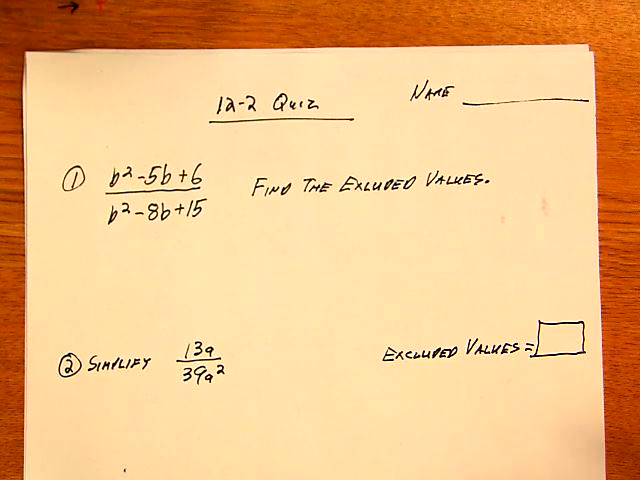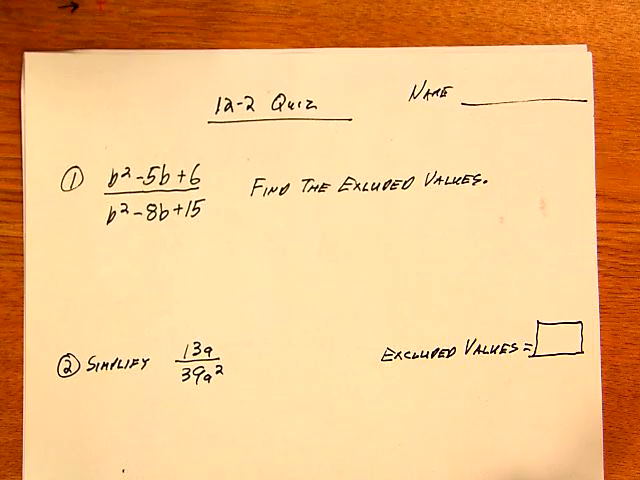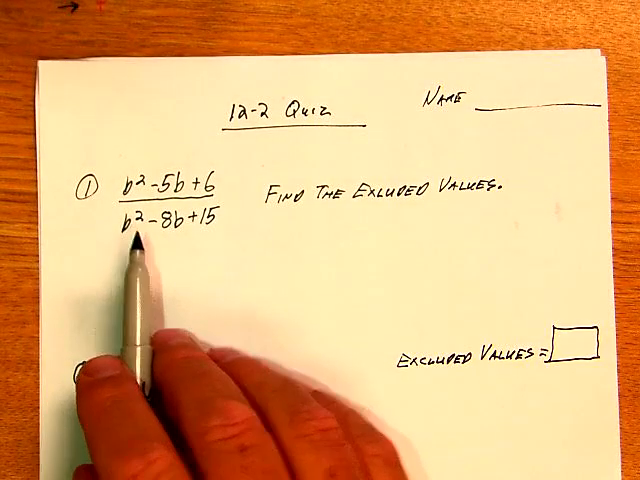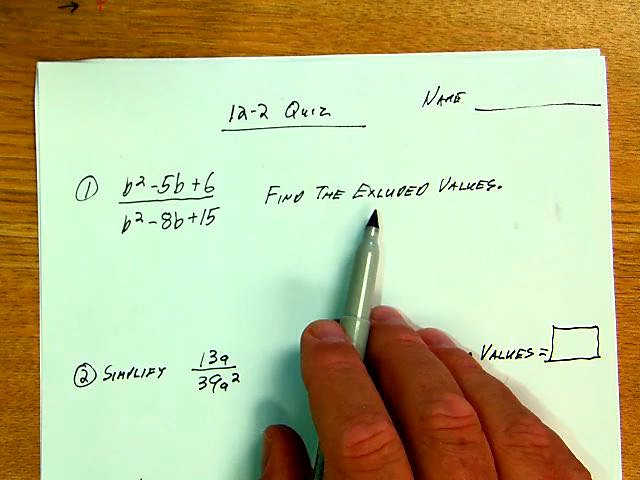All right, here's the 12.2 quiz, and here are the answers to the problems. The first problem, we're looking to see what is the excluded values. That's all we're being asked for.